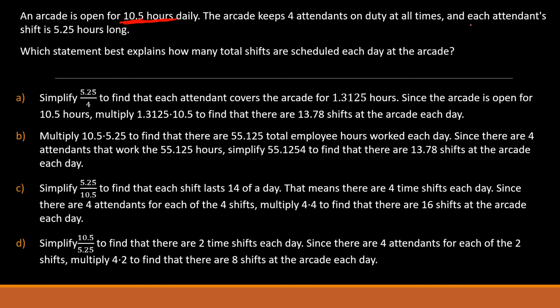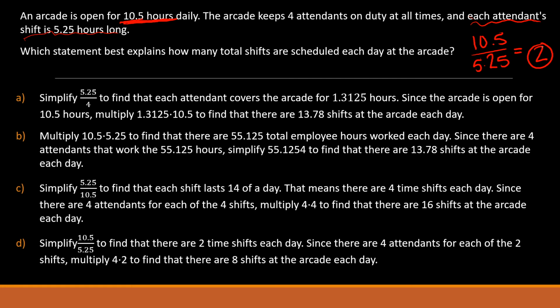And at the very end, it says each attendance shift is 5.25 hours long. So knowing that the arcade's open for 10.5 hours and each shift is 5.25 hours long, if I were to divide those, I would get 2, which means that there are 2 time shifts each day.